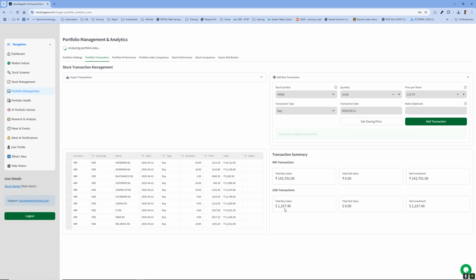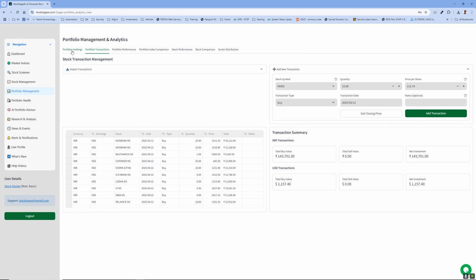So here, if you see, now I can see these are the INR transactions. These are my USD transactions. In terms of investment, the same thing would be reflected across all the dashboards. So let me showcase it to you.